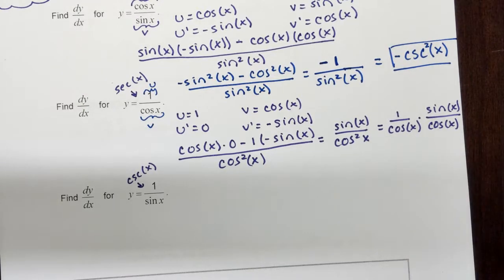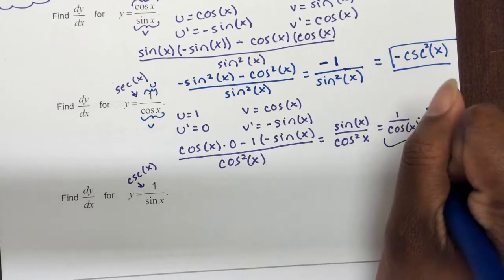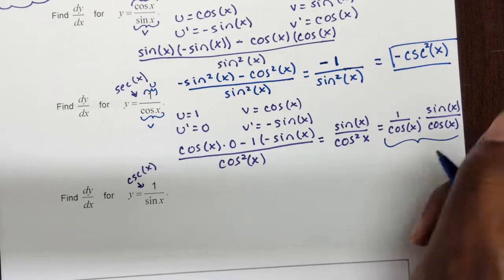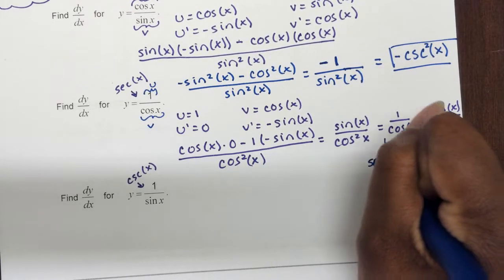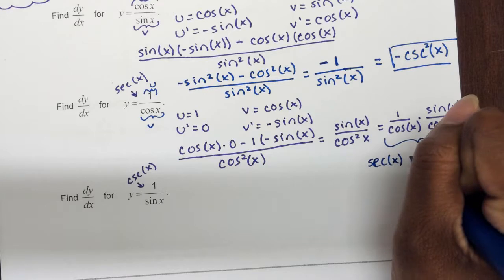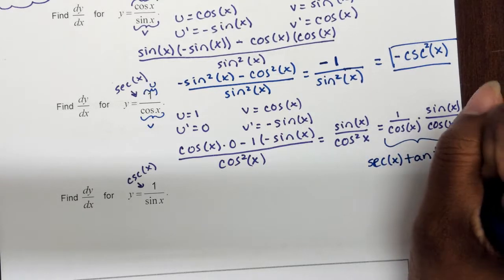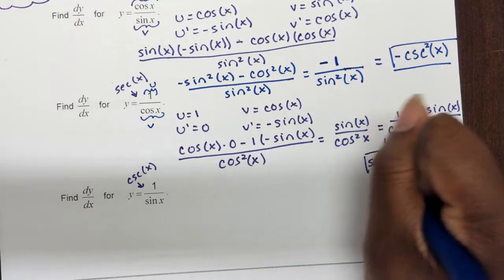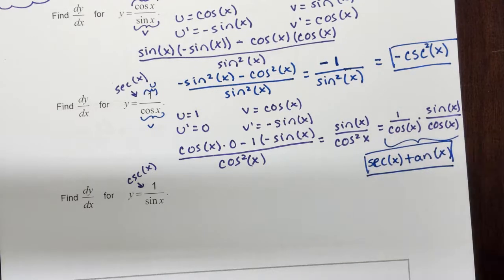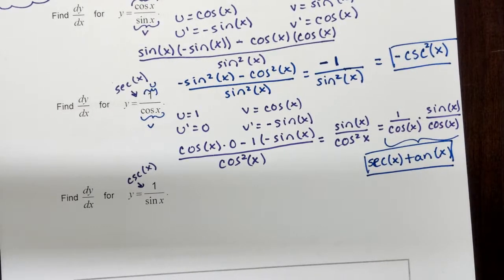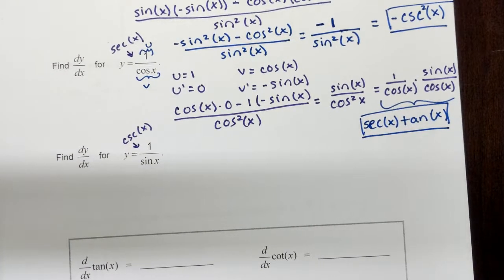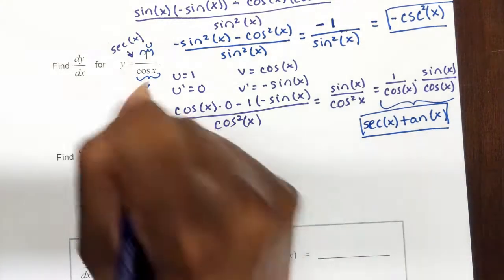And these boil down to secant x times tangent of x. So the derivative of secant is secant x times tangent of x. And something similar happens when you take the derivative of cosecant.